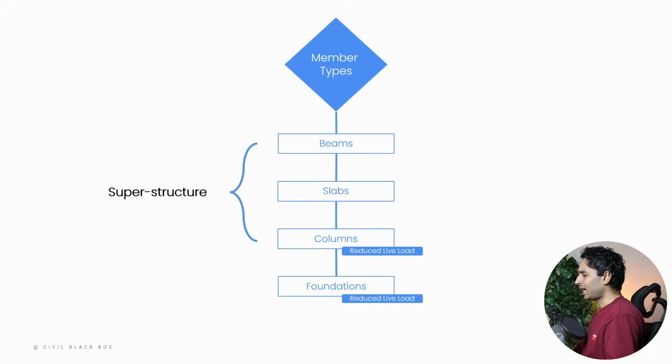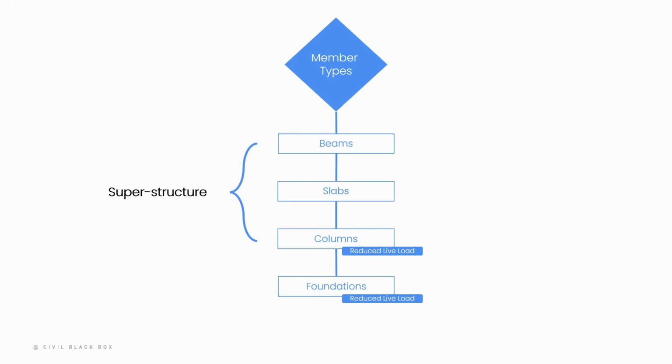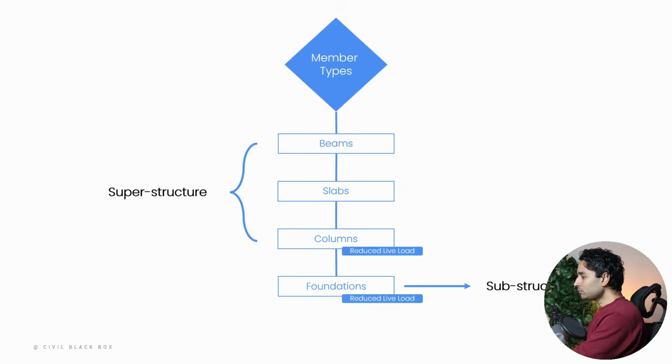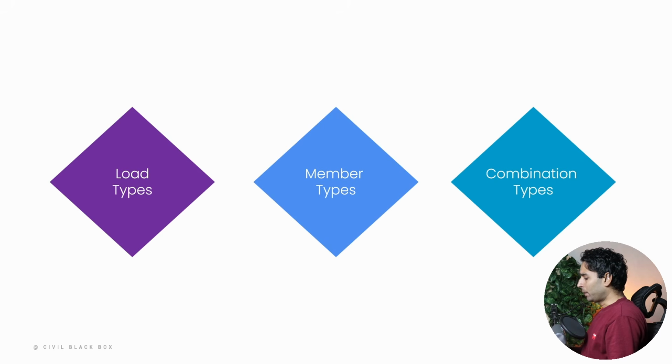The beams, columns, and slab usually form a part of the superstructure, and the foundations form the part of the substructure. So we'll be defining beams, columns, and slabs as a superstructure part and substructure being foundation. So this is everything about member types.